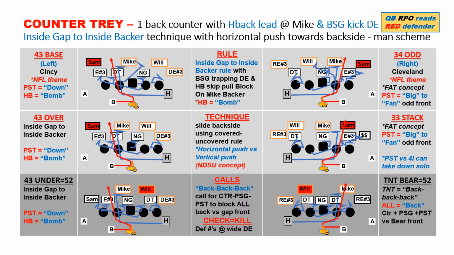Here again, the play side guard now is going to use a short trap technique and go ahead and kick out that defensive end. And the H-back will do what we call a bomb block on the Mike, leading up through the hole. Again, the exceptions are the 52 at the bottom and the 52 TNT. We use our same back call because everybody's solo. And we'll read the Will backer now with the RPO.